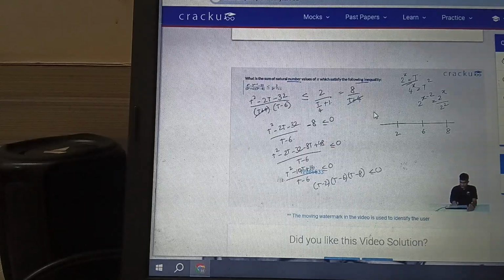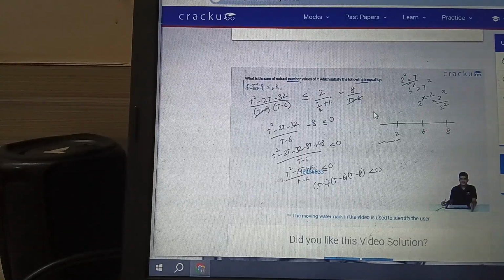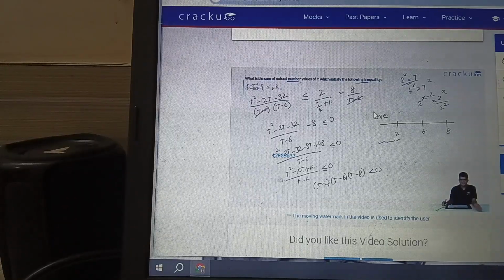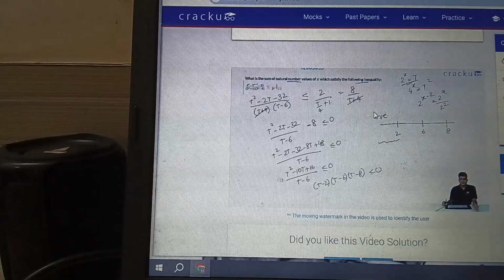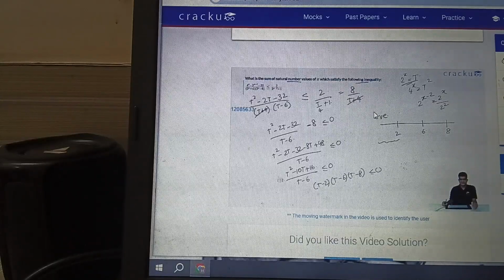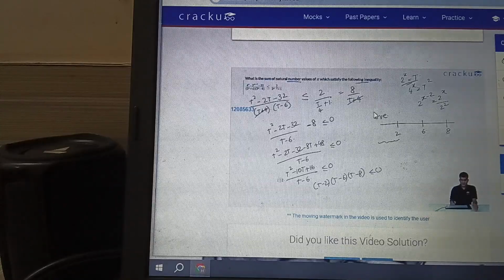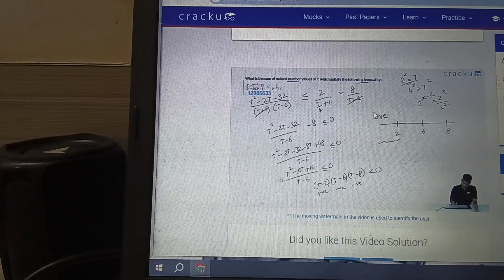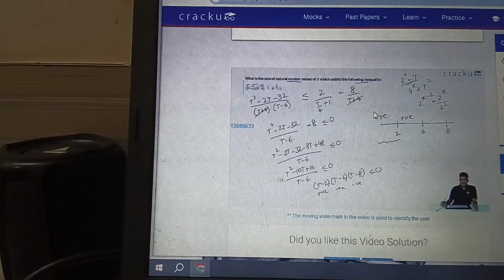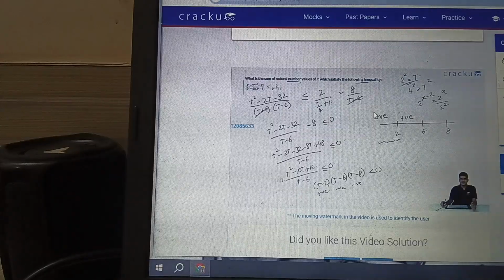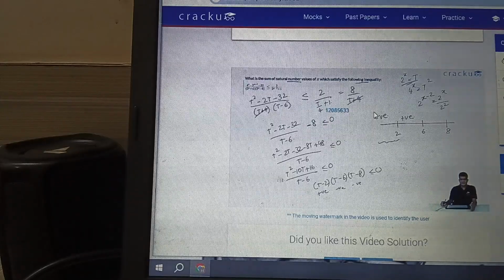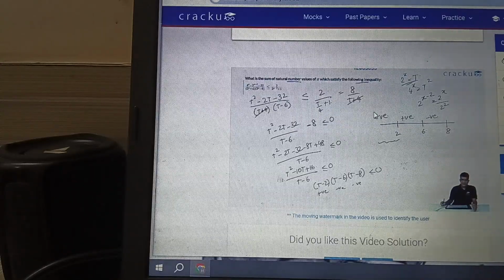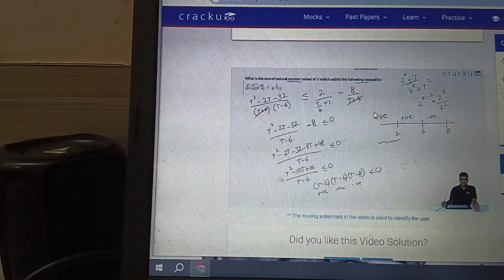If t is less than 2, then all the three terms will be negative, so the entire product will be negative. If t lies between 2 and 6, then t minus 2 will be positive, but the remaining two terms, that is t minus 6 and t minus 8, will be negative. So the product will be two negative terms and one positive term. So the overall product will be positive. If t lies between 6 and 8, then one of the terms will be negative, which is t minus 8, and the remaining two terms will be positive. So the overall product will be again negative. And if t is greater than 8, all the three terms of the product will be positive, so the overall product will be positive.